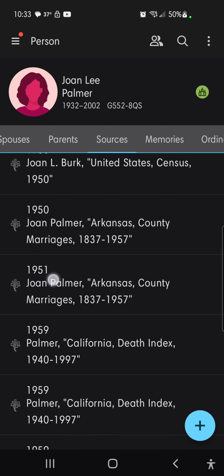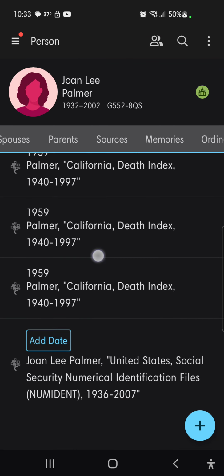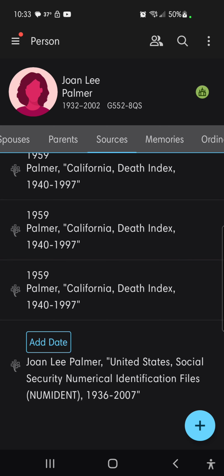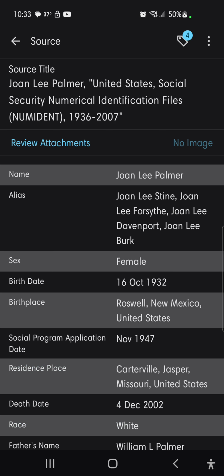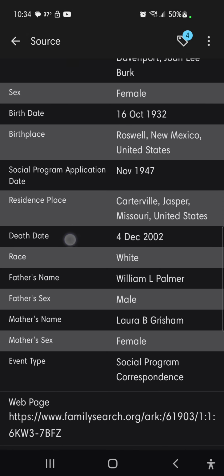Let's see, let me show it to you. Here we go. In this United States Social Security numerical identification file, I found that she had all these surnames. So we've got a husband named Stein, here, a husband named Forsyth, a husband named Davenport, and a husband named Burke, in addition to her maiden name of Palmer. So, and these checked out. It is absolutely her record because her parents are correct.